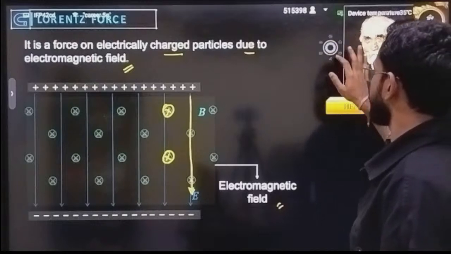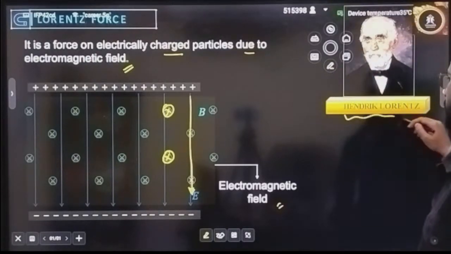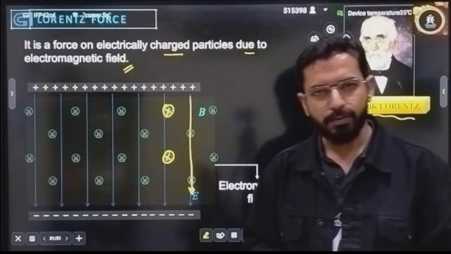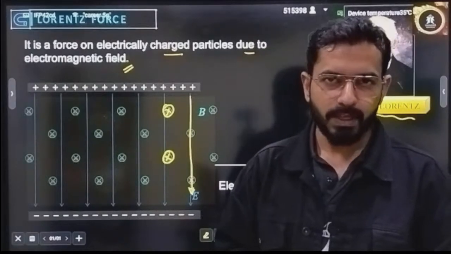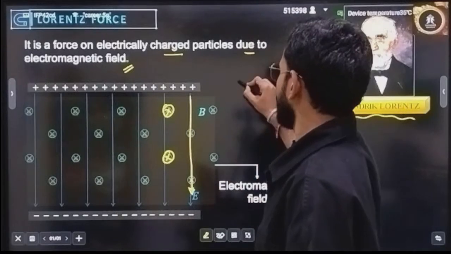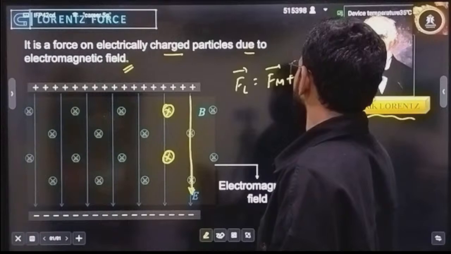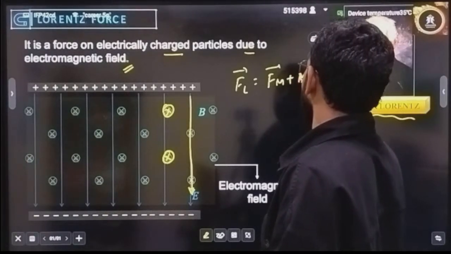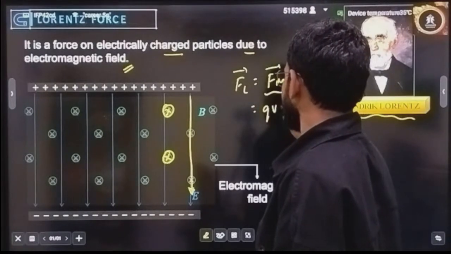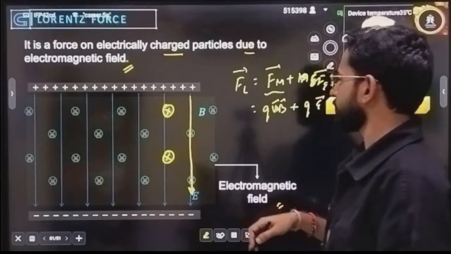Now comes the Lorentz force. What is Lorentz? Hendrik Lorentz was a scientist who gave this electromagnetic force. It is a combined effect of electrostatic force as well as magnetic force, correct? And this combined force is simply called the Lorentz force. Very simple thing, nothing special. This Lorentz force FL can be said as magnetic force plus electrostatic force, all in vector form. The magnetic force can be written as QV cross B, and here it will be Q into E.